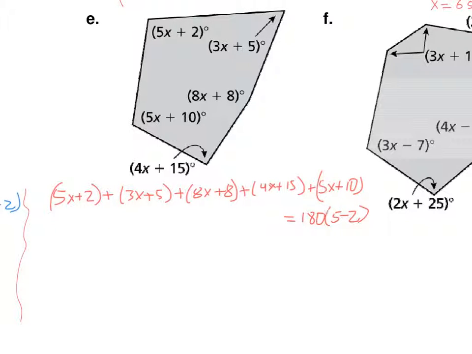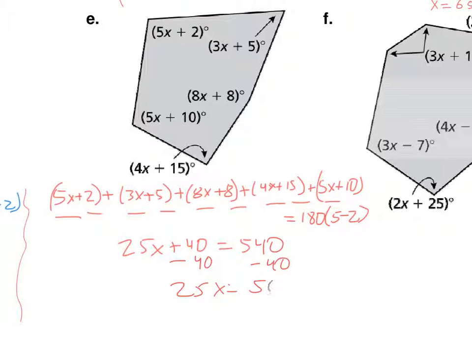Well, let's clean it up by putting all the x's together, all the constants together, and simplify this side. Adding all the x's up, we get 25x. Adding all the constants, that's 40. And 180 times 3 is 540. All right, so let's subtract. 25x is 500. And so x, well, let's see, that's going to be 4 for every 100. So 4 times 5 is 20.